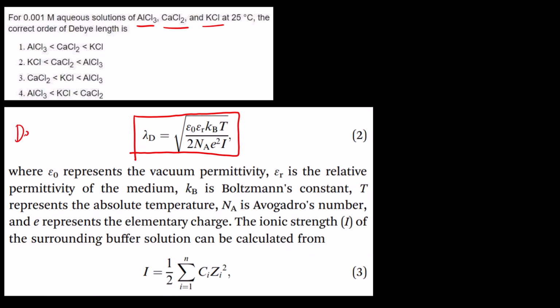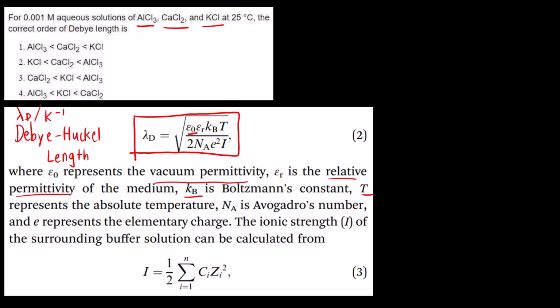It's called Debye-Huckel length. It is lambda D, or sometimes represented as K inverse. This is called the Debye-Huckel length, or simply the Debye length. What is epsilon naught? It is vacuum permittivity. Epsilon r is relative permittivity. Kb is the Boltzmann constant. T is temperature.